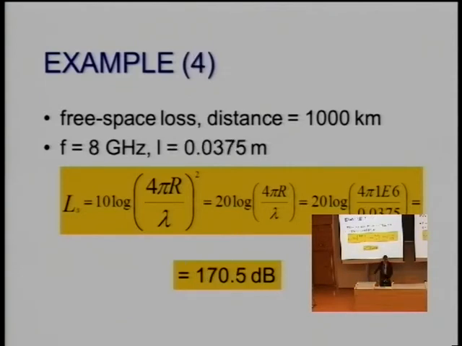Next example, let's go to X-band, 8 gigahertz, then we have 3.7 centimeters of wavelength, and then we are at 170 dB of free space loss. So this has to be borne in mind when we want to go to higher frequencies. They are advantageous because there is more bandwidth available, but there's a penalty for that.